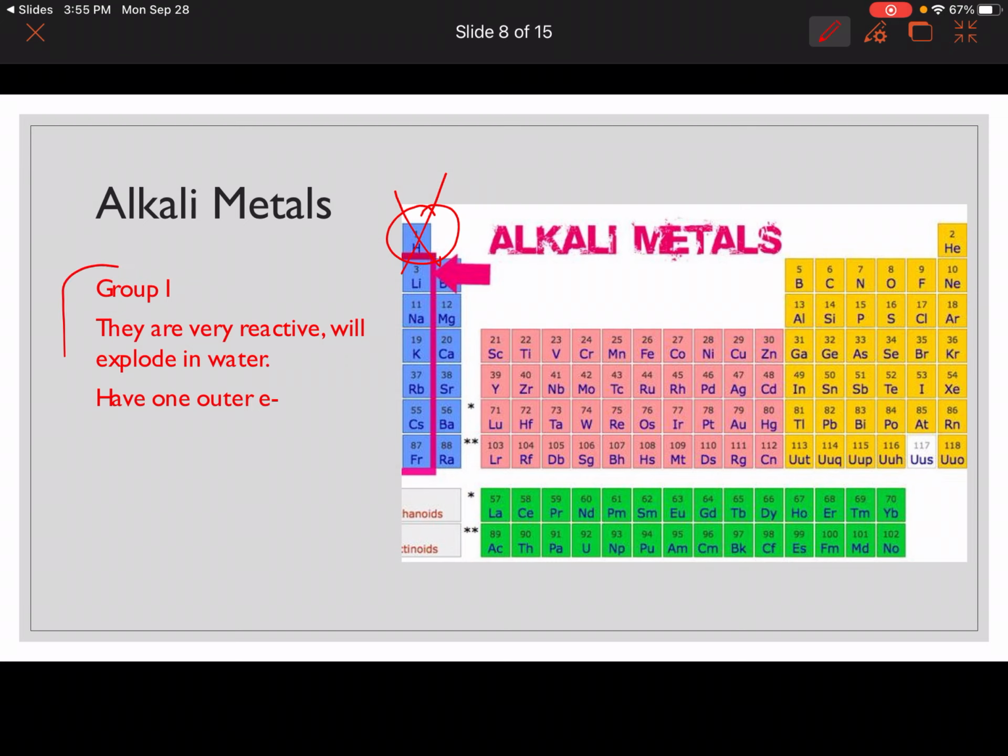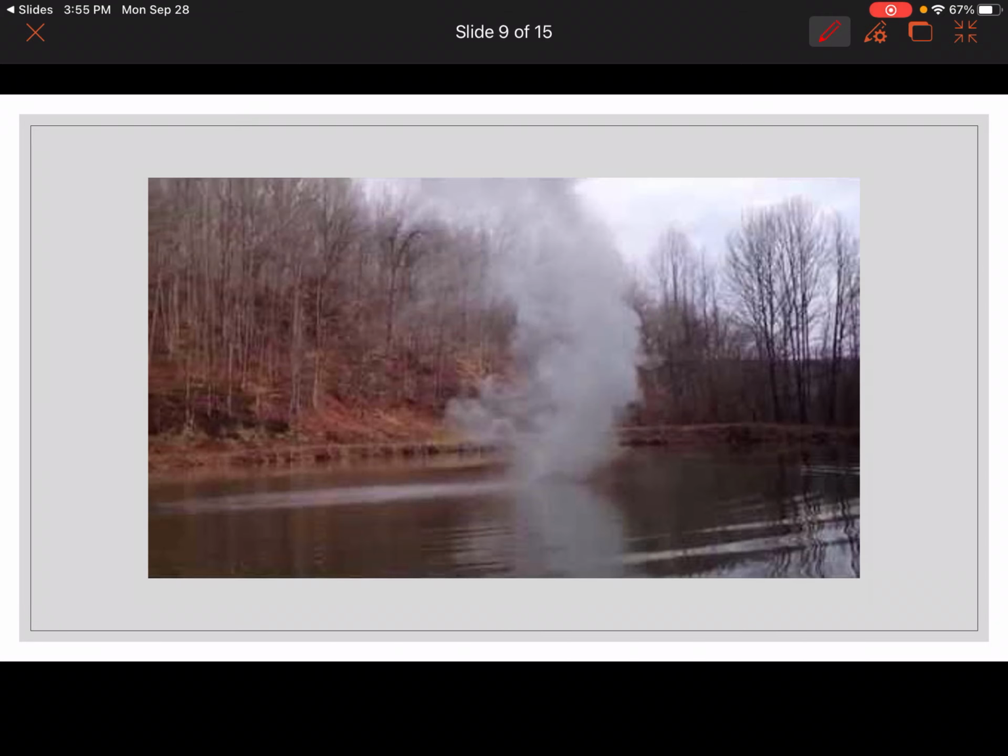So you can write this stuff down here. They are very reactive. And they actually are going to explode in water, which is pretty crazy. They have one outer electron. So if you draw the Bohr models of all of these atoms, you will get one outer electron, or one valence electron, for each of them.